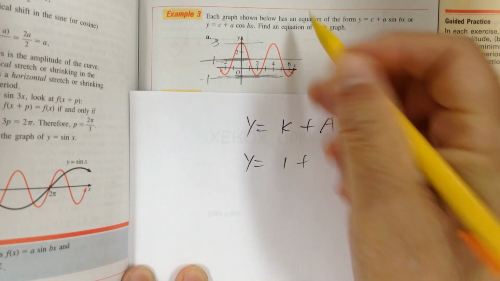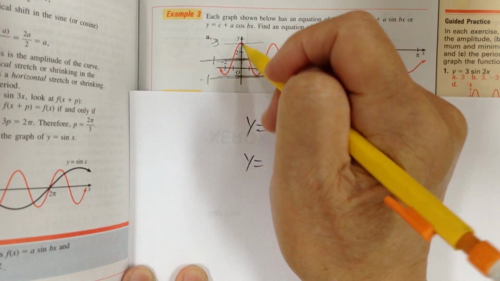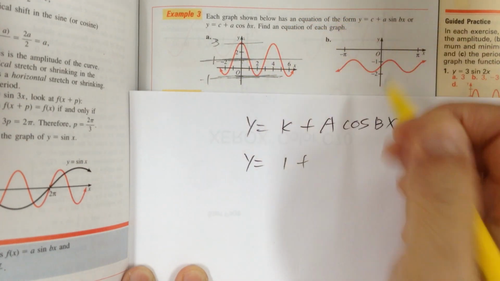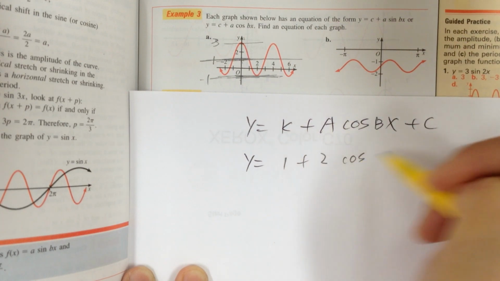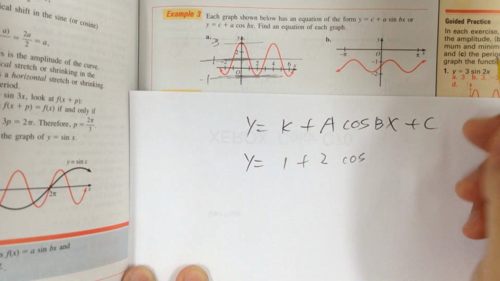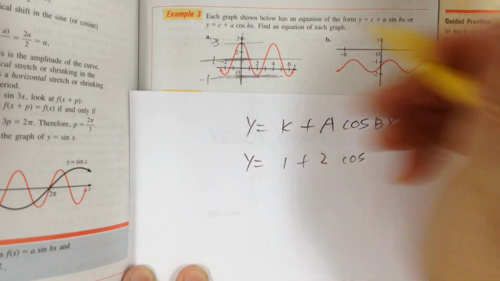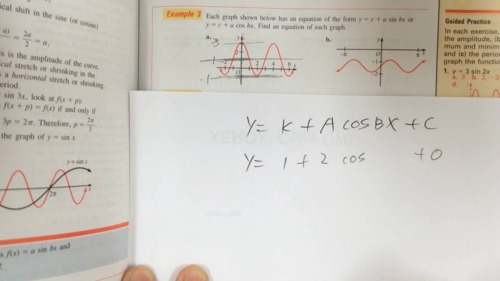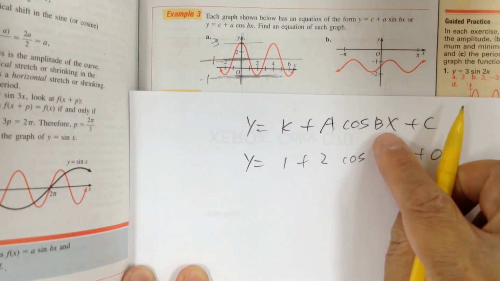Okay, and a is how much it goes up and down. So from here to here, it goes up by 2 and goes down by 2. So a equals 2. Okay, so now, since over here the x equals 0, we know that this is 0. Okay, so now we have to figure out the b.